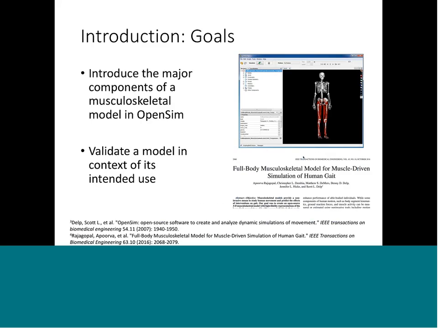However, in order to have confidence in our simulations, we first need to understand the underlying components of a musculoskeletal model and to understand the effect of modeling decisions on our simulations. So in this webinar, we will use our recently published model as an example to, one, introduce the major components of a musculoskeletal model in OpenSim, and two, show how to use a simulation to validate a model for an intended application.